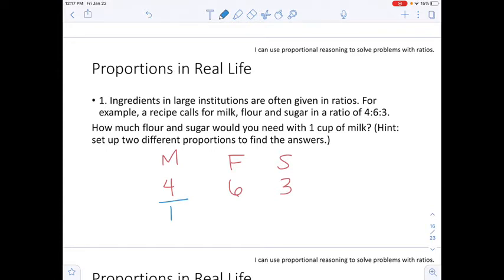And we need to figure out how much flour and sugar we would need. So I'm going to put X as my variable for both of those. I'm going to separate these into 2 different problems here so that I can use cross products to solve. So first thing I'm going to do is look at milk and flour. And I'm going to use cross products. 4 times X is 4X equals 6 times 1 is 6.